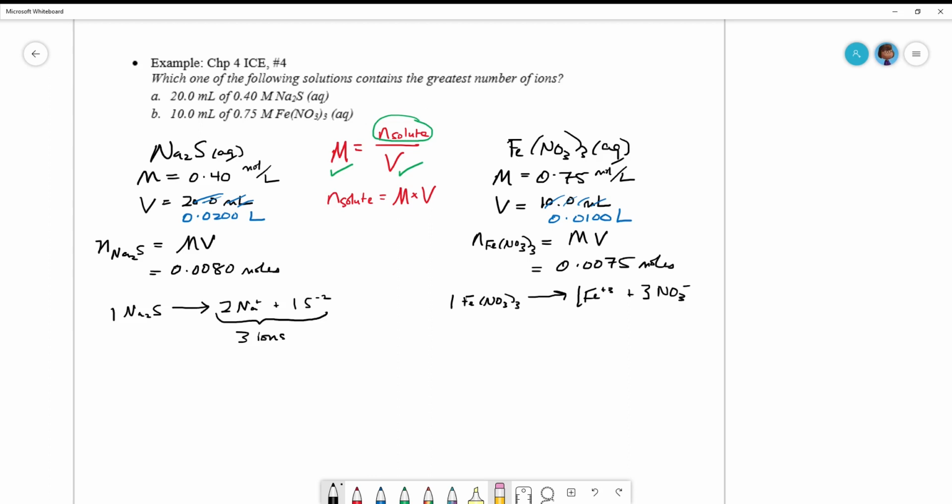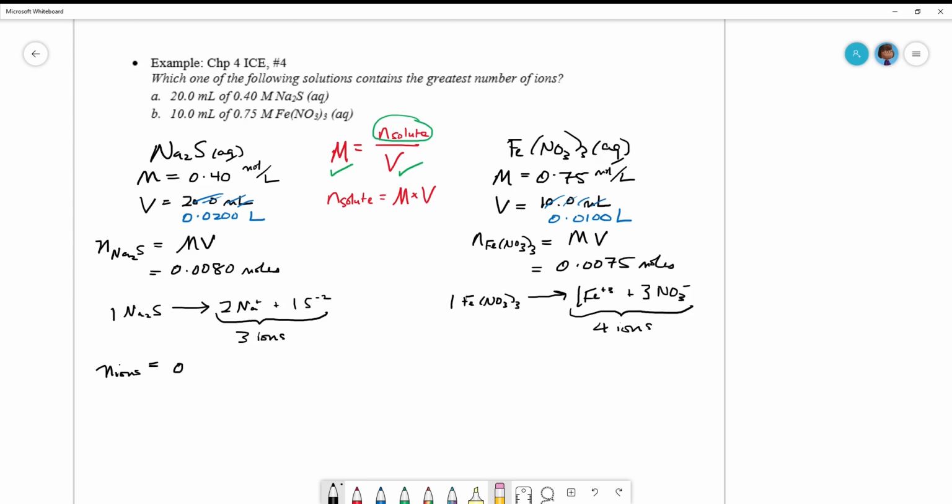And for every 1 iron nitrate that breaks apart, we get 4 ions. Now, in this problem, we're not interested in the moles of solute. We're interested in the amount of ions. So how can I get moles of ions? Well, the moles of ions are simply going to be 3 times the moles of solute.